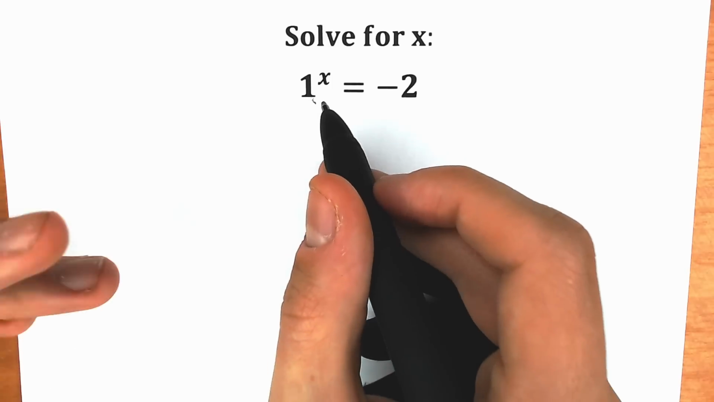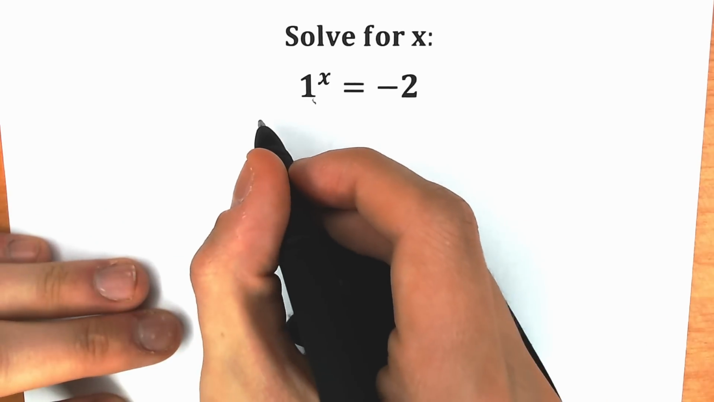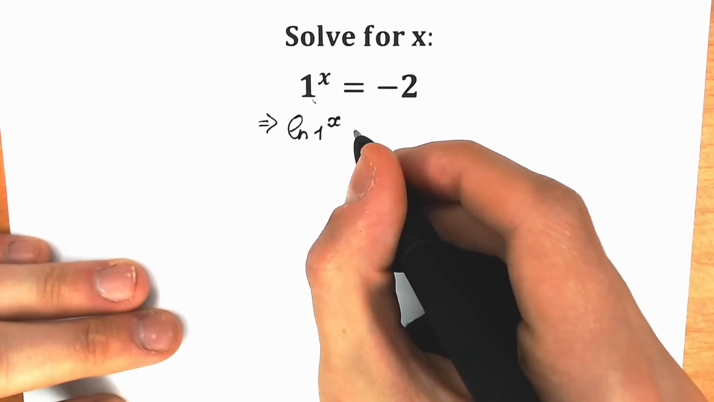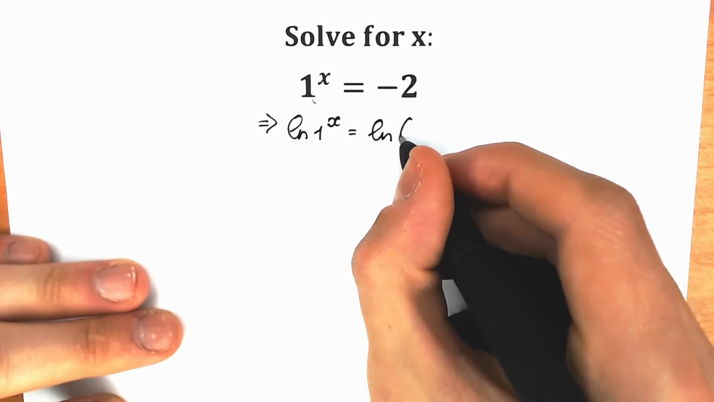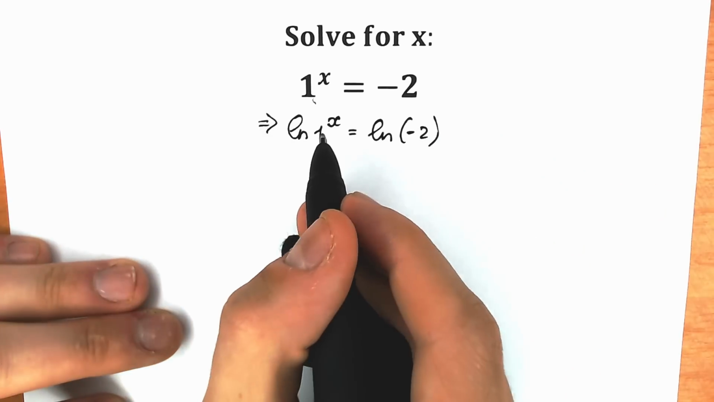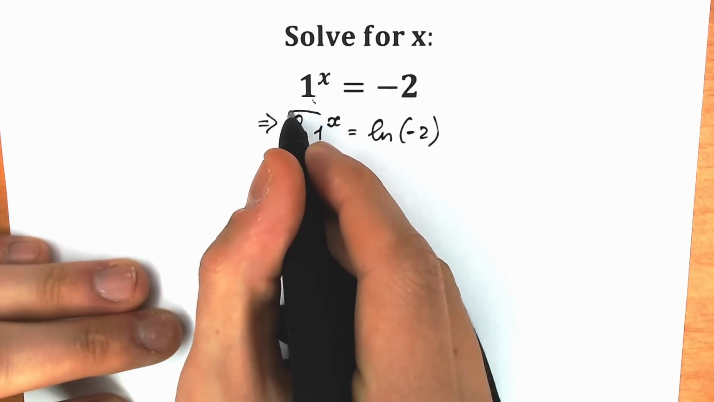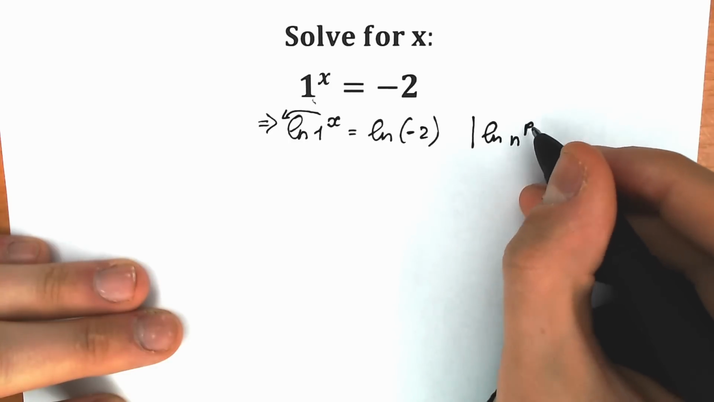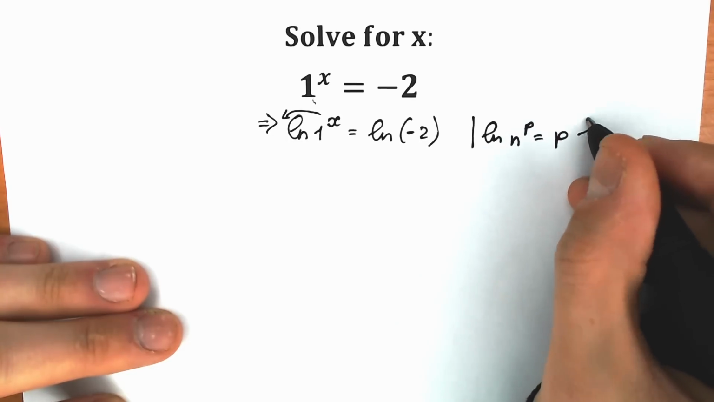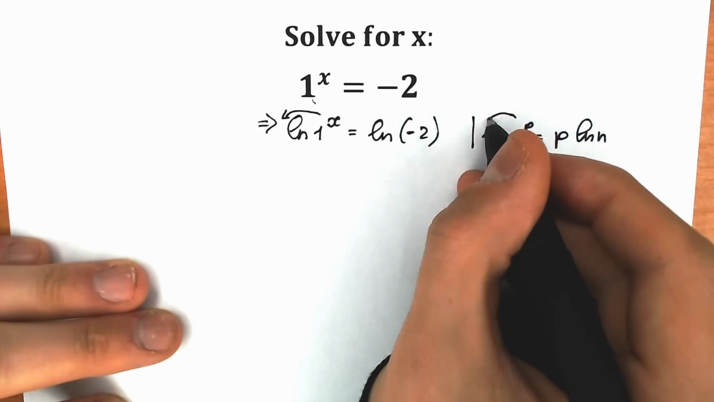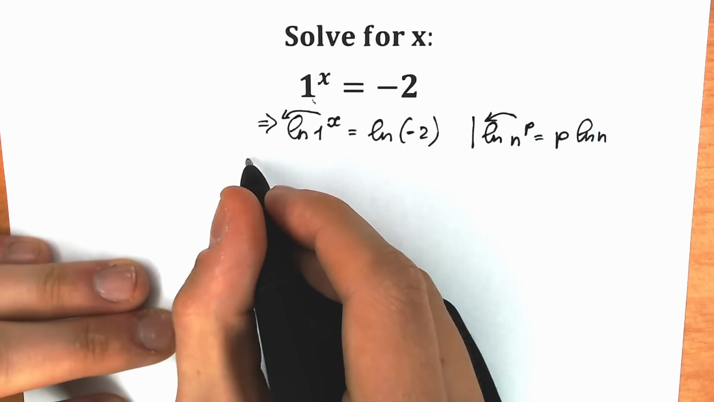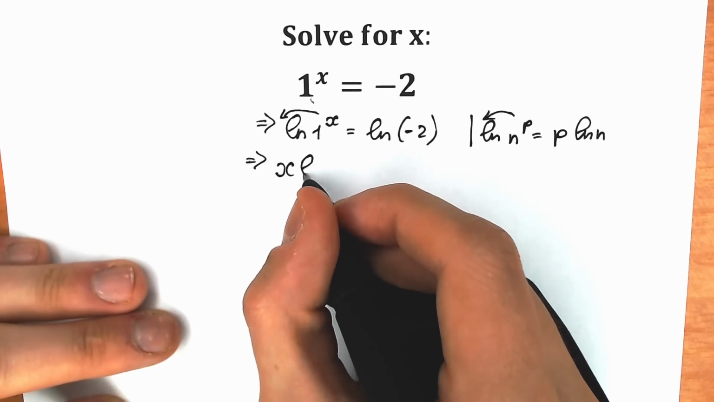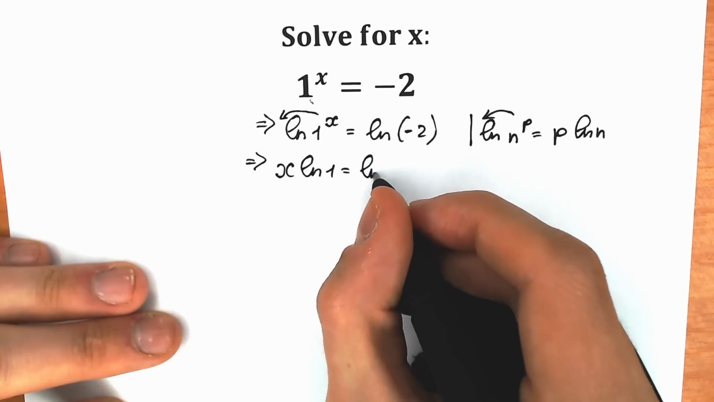First of all, according to an exponential equation, let's apply natural log on both sides. As a result, what do we have? Natural log of 1 to the x on the left side, and on the right side we have natural log of minus 2. Now let's write this x in front of the natural log, because this is the main log property. When we have natural log of n to the power p, we can easily write this p in front of the natural log. So we have x times natural log 1 equal to natural log minus 2.